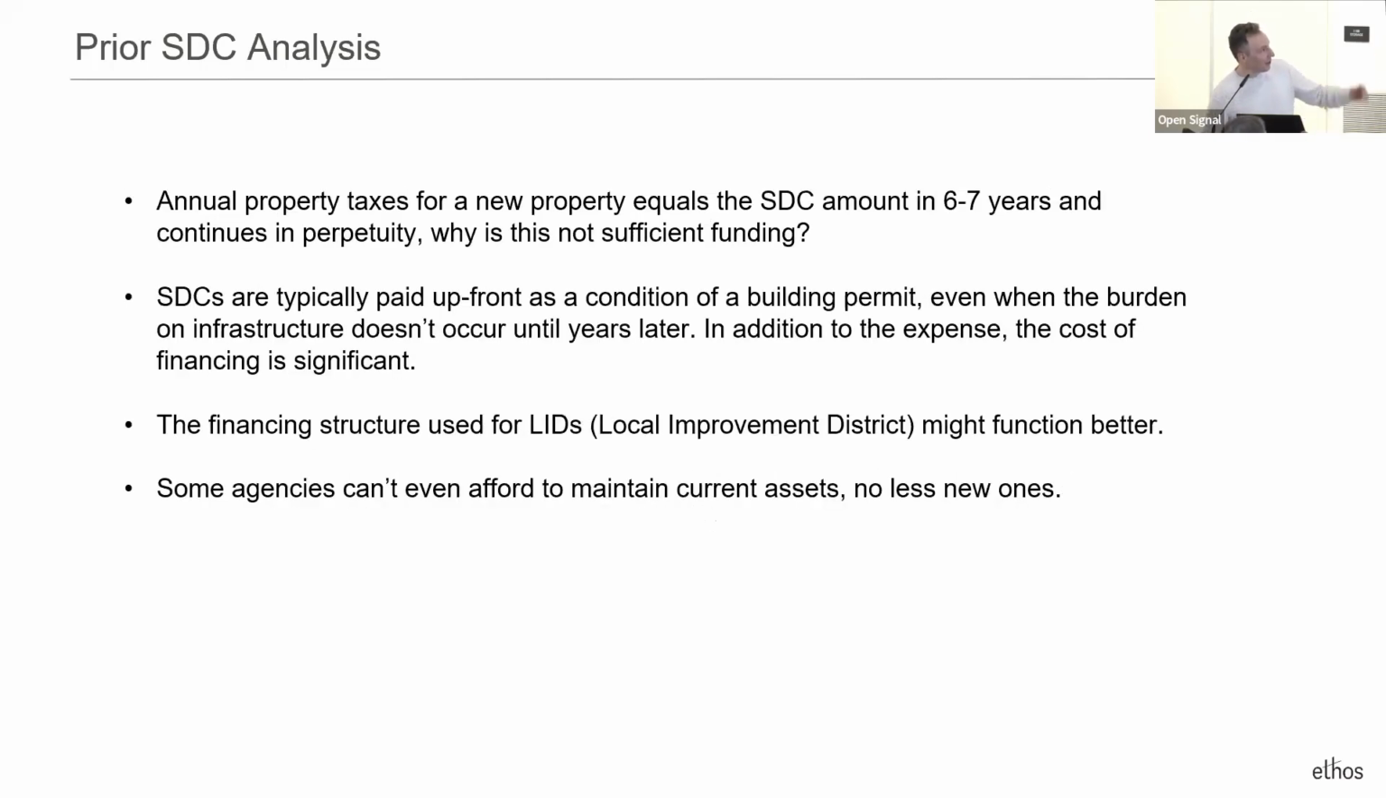And just on our projects, the annual property taxes, which, if the system weren't so broken and frozen in time, again, have lunch with your friendly tax attorney to discuss in more detail, would be the likely source of income. For us, if we build a new building, the SDCs are made up for in about 6 or 7 years, but the tax keeps going forever. So, why is that not sufficient?